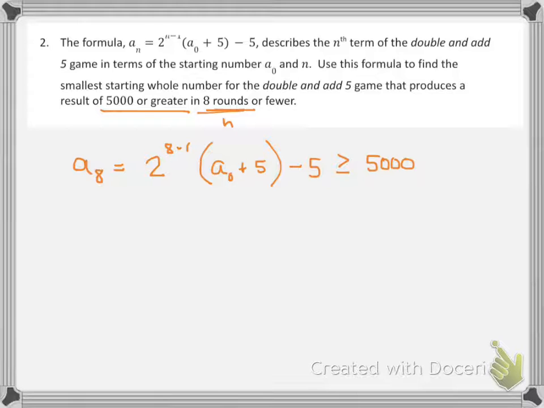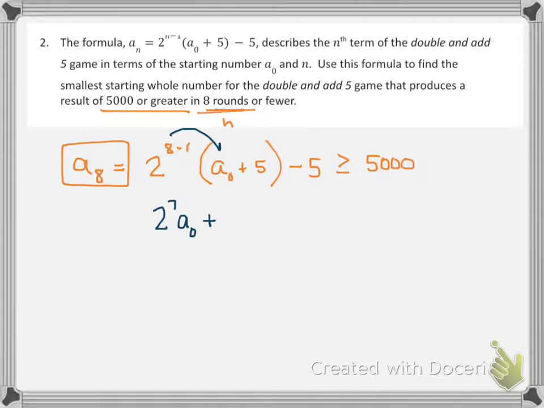Okay, let's simplify. I don't really need this part anymore because it's just going to tell me that what I'm finding is the result after round 8. But my inequality is what's left here. So let's just solve this. Well, this would be 2 to the 7th power. 8 minus 1 is 7. And then we're going to distribute that. So 2 to the 7th power times a sub 0 is 2 to the 7th a sub 0 plus 2 to the 7th times 5.